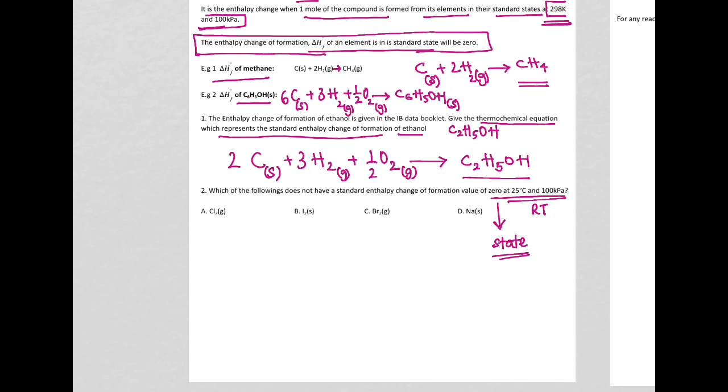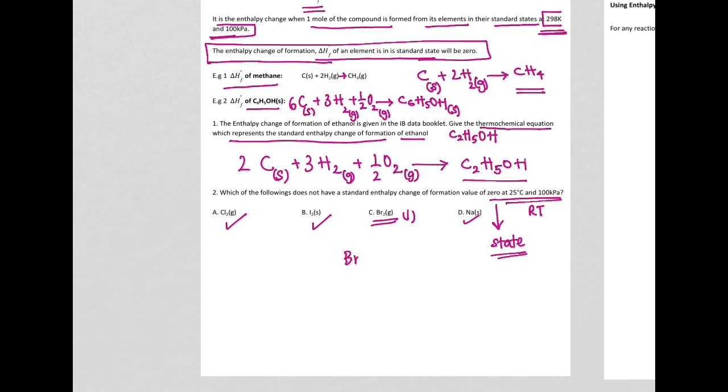So let's check. Sodium, yes, is solid at room temperature. Chlorine is a gas at room temperature. Iodine, yes, is a solid at room temperature, but bromine at room temperature is normally a liquid. So then you will need to supply energy to change bromine from liquid to bromine gas. So in this case, the enthalpy change of formation of bromine gas is not 0, but for the others, these are all elements in their naturally occurring state, so they are 0.